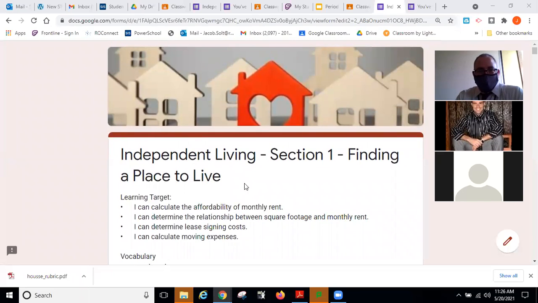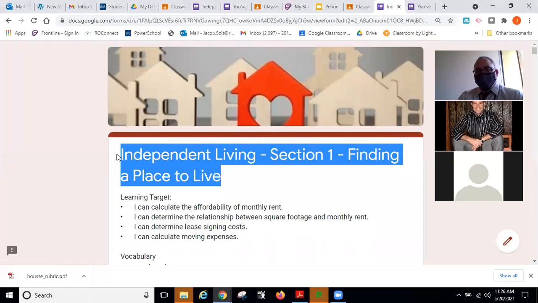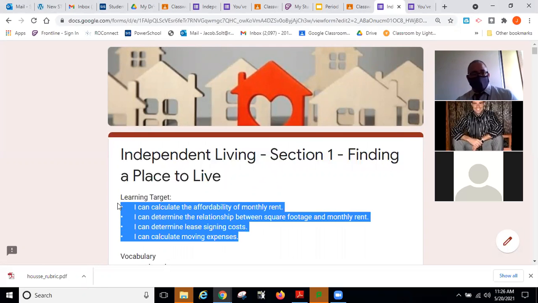So welcome everybody. We're doing independent living, section 1, finding a place to live, and we're going to just do example 4 today. So there are four learning targets for this lesson. Number 1 is I can calculate the affordability of monthly rent. That's what we did Monday.